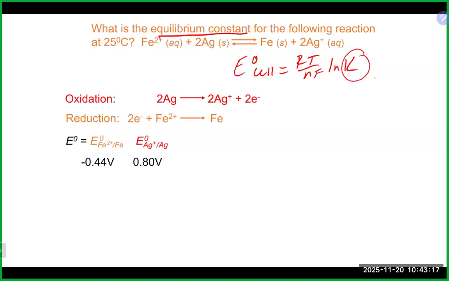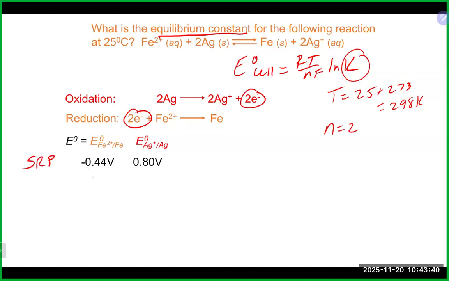We're looking for K. R is a constant. Our temperature needs to be converted to Kelvin, so that's going to give us a 298. As was the question a second ago, n in this case is going to be 2 since they kind of gave you the half reactions here. And we do have our SRP values here from our table.